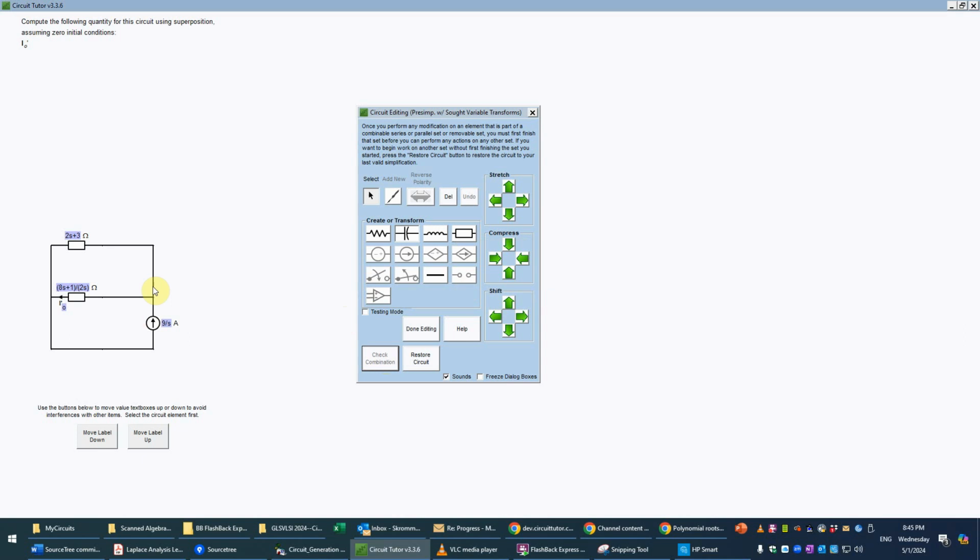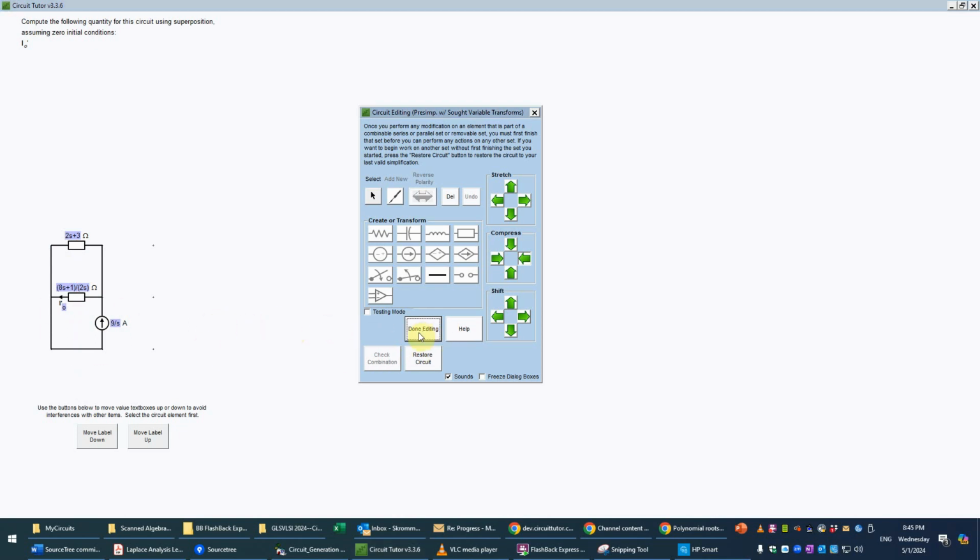Okay, and if you wanted to close up that circuit a little bit, we could just use the compress tool to make that a little bit neater. It doesn't really matter for the purpose of the problem. But in any case, now I'm going to complete the editing because we now have a current divider, and that's sufficient. We don't really need to do any further simplification. We could, but it's not really necessary. And we'd have to do a SOT variable transformation in doing that. So I'm going to exit the circuit editor now.